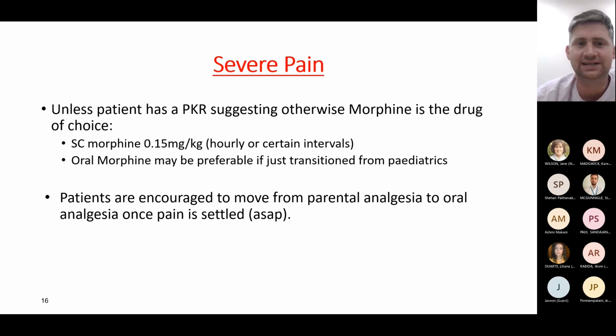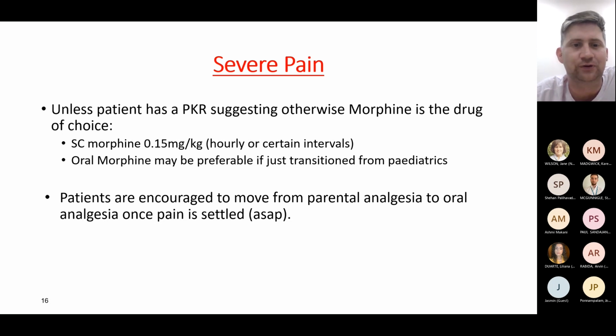So for severe pain, unless the patient has a PKR, patient key record, suggesting otherwise, morphine is the drug of choice. We can give subcut morphine 0.15 milligrams per kilogram hourly or at certain intervals. Sometimes it's hourly, sometimes it's every 90 minutes, sometimes it's 2 hourly, depending on what the need is.